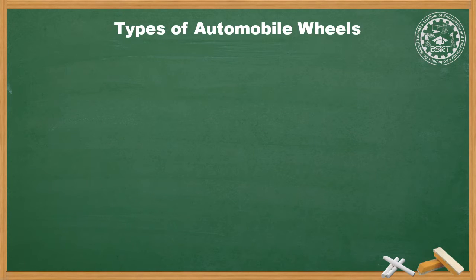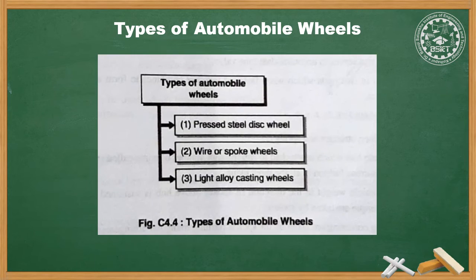Types of automobile wheels. Automobile wheels are classified into three types as shown in the figure. The first one is the pressed steel disc wheel, the second is the wire or spoke wheel, and the third is the light alloy casting wheel. All three types of wheels we are going to see in detail one by one.